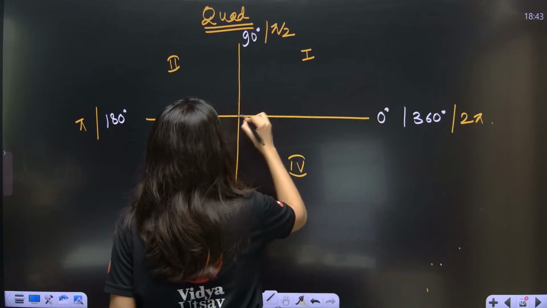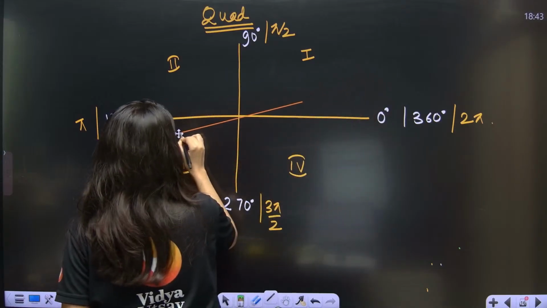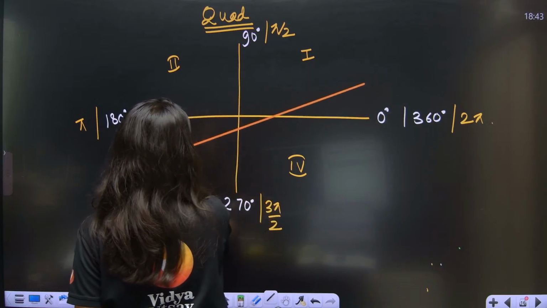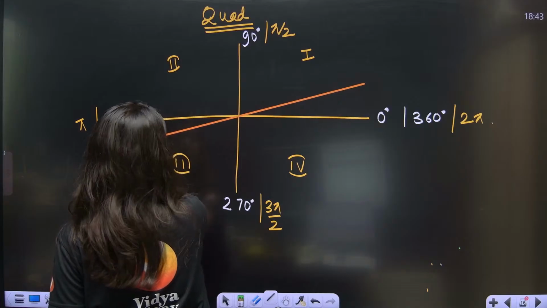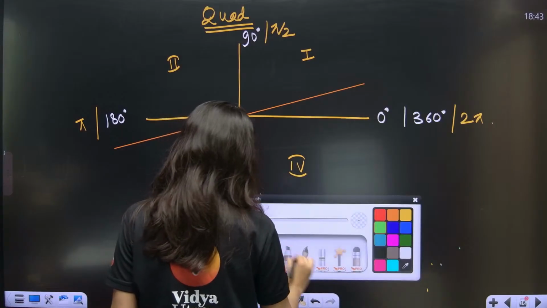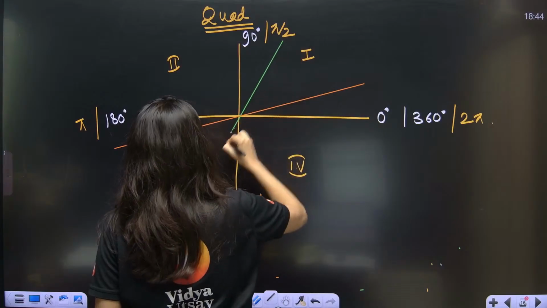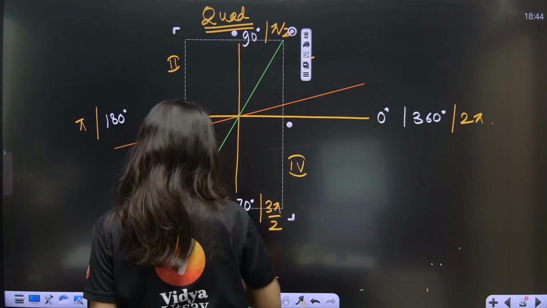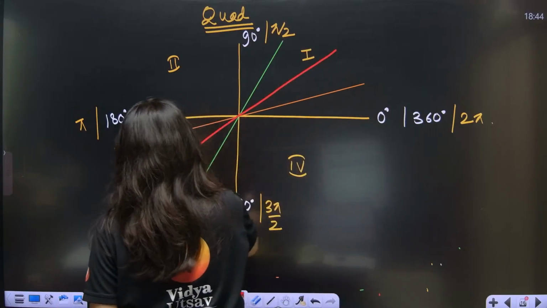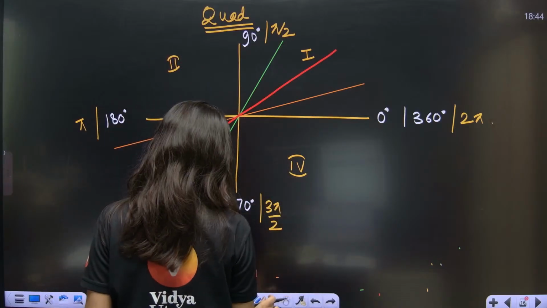Now, this angle is 30 degree. So can you see this is 30 degree? Right, now let's talk about 60 degree. So the 60 degree line will lie over here. Okay, then we have a red line which is 45 degree, which is in the middle. This is your 45.